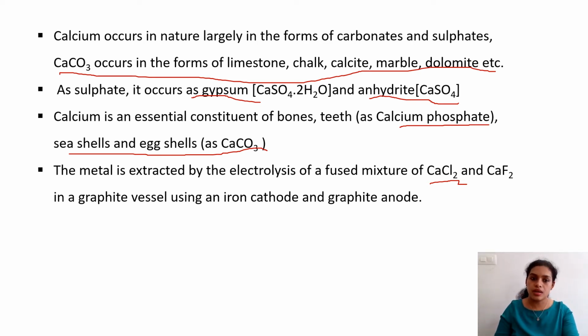is from calcium chloride. Okay, calcium fluoride is added to decrease the melting point, and this is electrolyzed in a graphite vessel using an iron cathode and graphite anode.